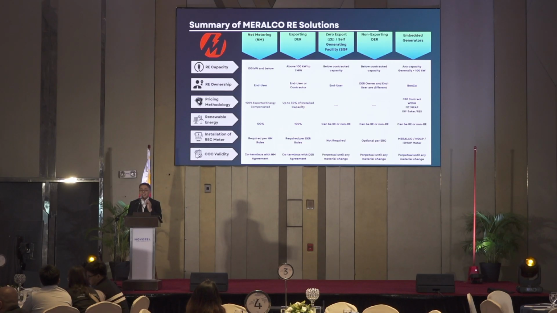So in zero export, the end user is the owner of the facility. So the house owner is also the owner of the solar. For non-exporting DER, it is a requirement that the house owner and the owner of the RE facility are different. Okay? And since they are not exporting to the grid, our installation of the rec meter is either not required or optional as per our clarification with DRC.